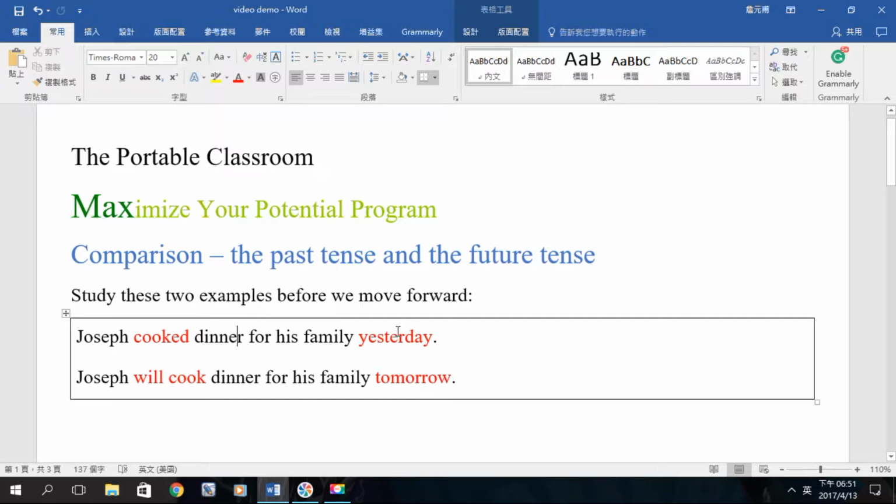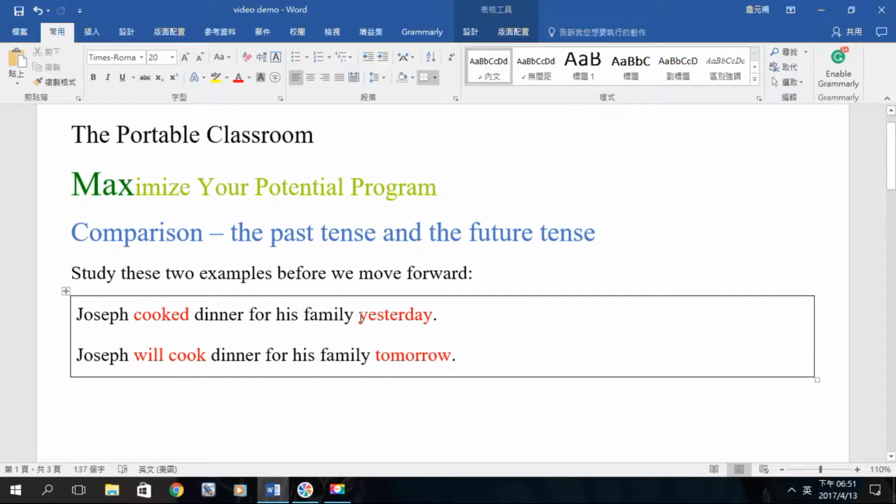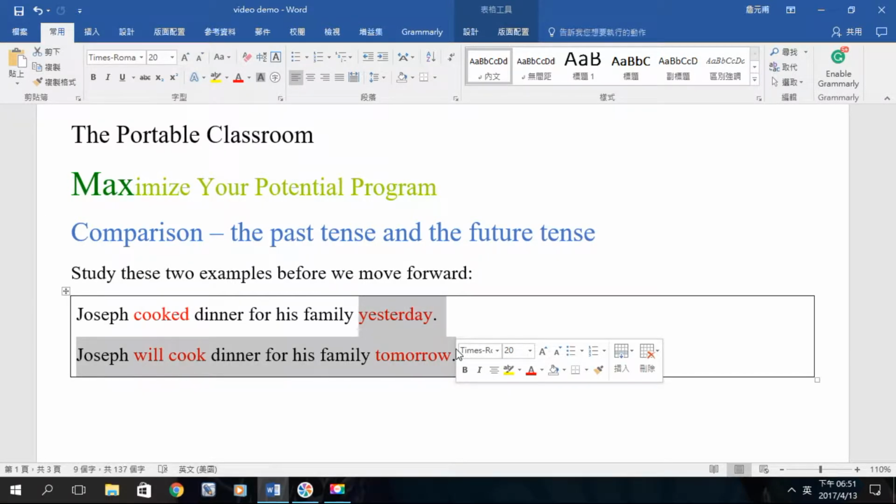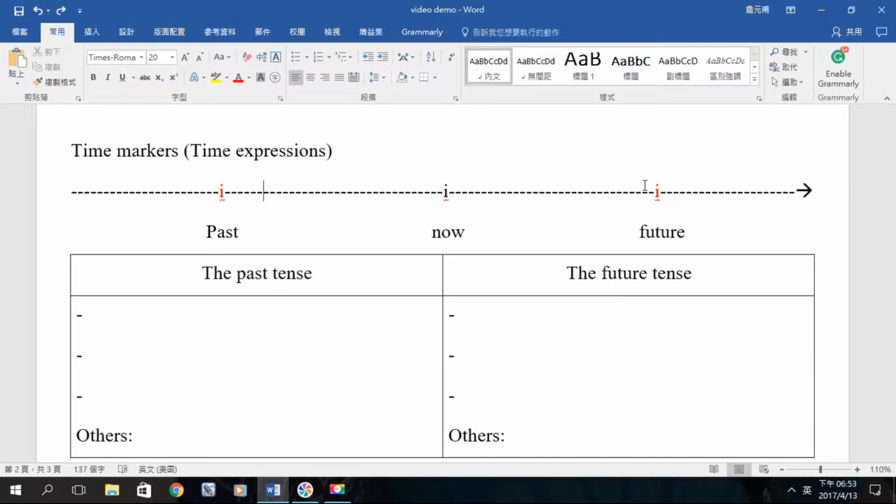So, first, we are going to compare the time markers for these two different tenses, the past tense and the future tense. Let's talk about the time markers for both tenses. First, let's take a look at the timeline. Everything before now is the past, and everything after now is the future. So as you can see, past and future are two opposite ideas. And so are the time markers. The time markers of the past tense are opposite to the time markers of the future tense.